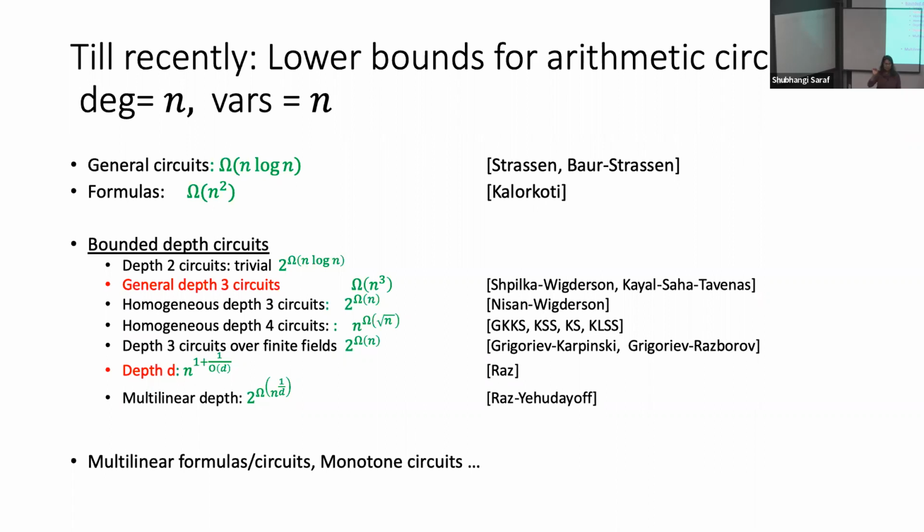So slightly superlinear, not even quadratic. So for larger D, just slightly superlinear was the best we knew. And once you also restrict the circuit to be a multilinear circuit, with further restrictions like multilinearity, we knew exponential lower bounds again. And other models have been studied, like multilinear formulas and monotone circuits, and in various settings, various lower bounds are known.